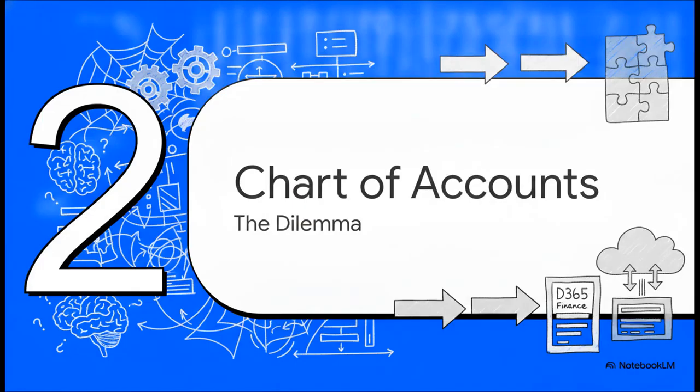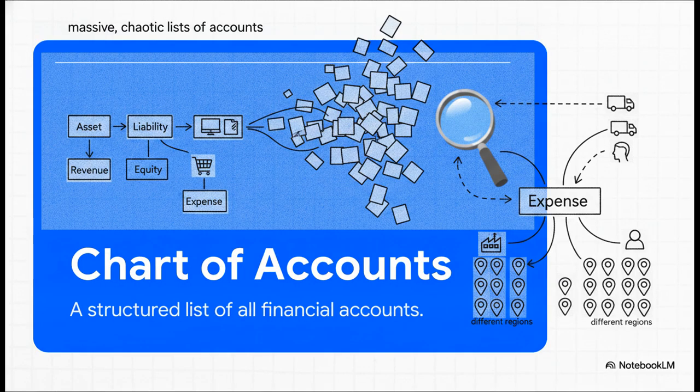Moving right along to Section 2, the Chart of Accounts dilemma. We all know the Chart of Accounts maps out your business activities. But in older, legacy systems, tracking a specific spend meant creating massive, frankly chaotic lists of accounts. By definition, it's just a structured list of all your financial accounts across categories like asset, liability, equity, revenue, and expense. You might have 1,100 for cash, 2,100 for accounts payable, and maybe 5,100 for a general expense.